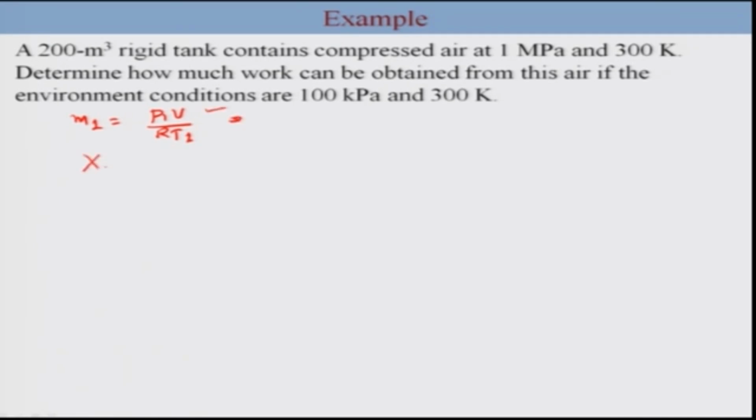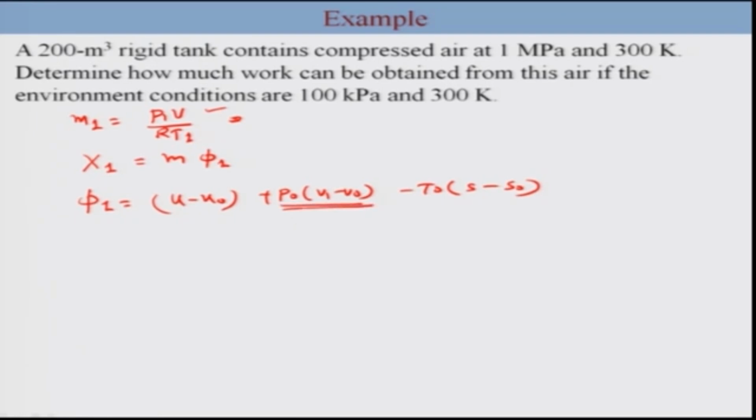Then, it is a closed system, so we are going to use X1 = m phi 1. And what is phi 1? Phi 1 is u minus u0 plus p0 (v minus v0) minus t0 (s minus s0). We will consider kinetic energy and potential energy to be negligible. Now, since it is an ideal gas, which is what we are going to assume for the air, this term can be written as R T0 (P0/P minus 1).